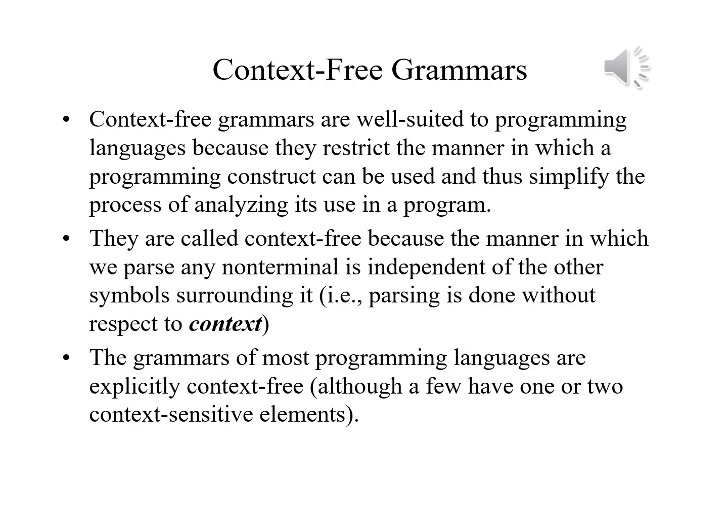Context-free grammars are well suited to programming languages because they restrict the manner in which a programming construct can be used and thus simplify the process of analyzing its use in a program. They are called context-free because the manner in which we parse any non-terminal is independent of the other symbols surrounding it. That is, parsing is done without respect to the context in which it appears. The grammars of most programming languages are explicitly context-free, although a few have one or two context-sensitive elements.